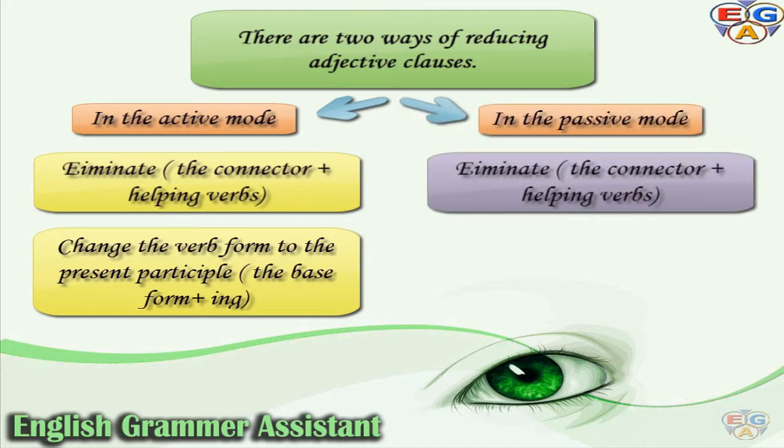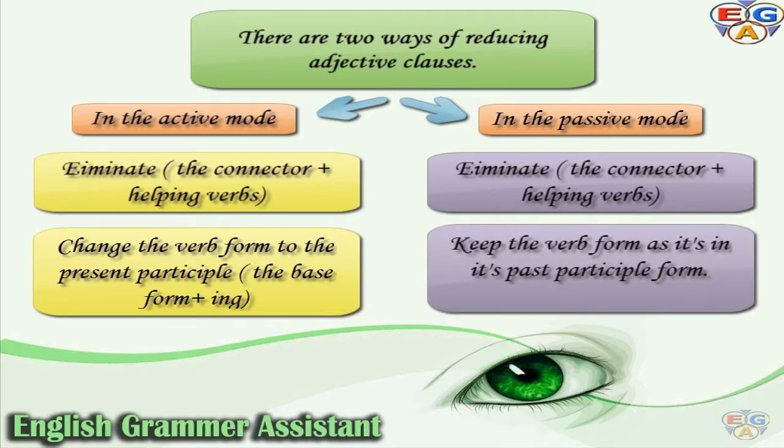When the adjective clause is in the passive mode, we eliminate the connector, which is also the subject of the clause, eliminate helping verbs, and keep the verb as it is in its past participle form.